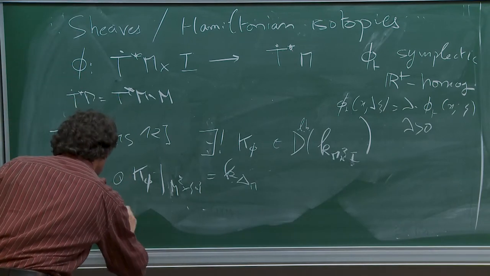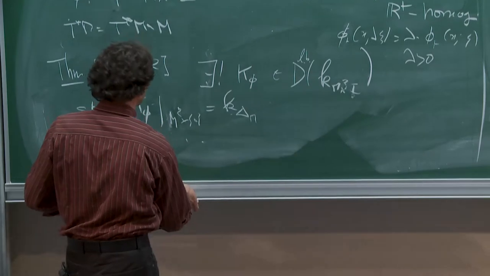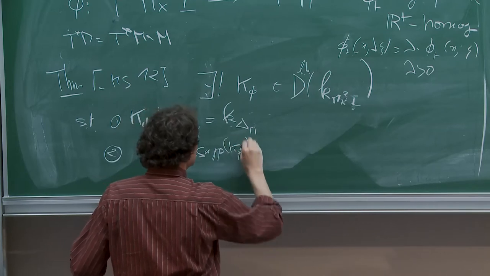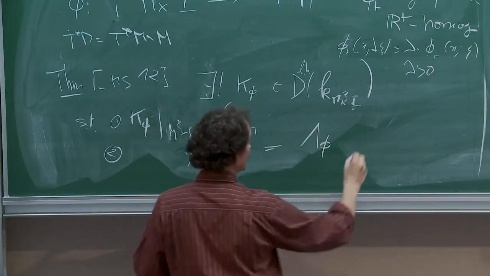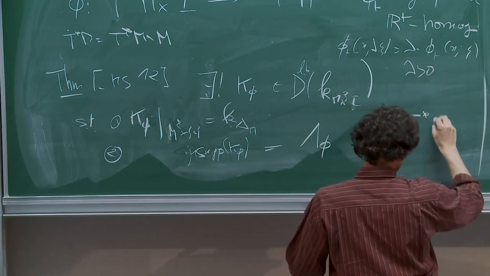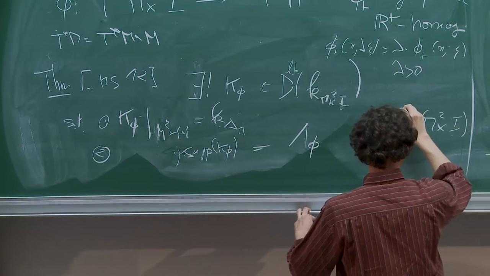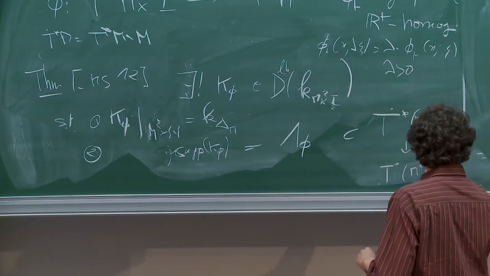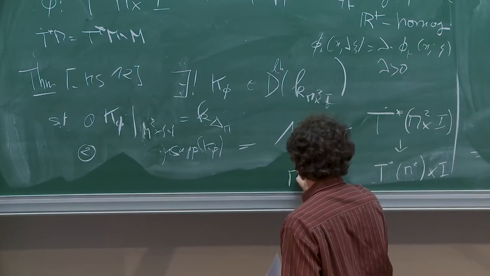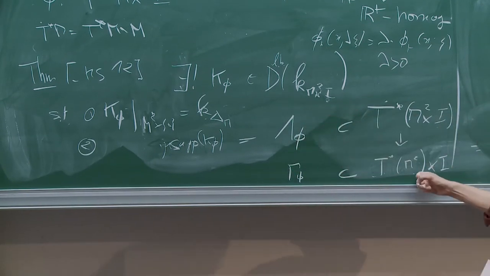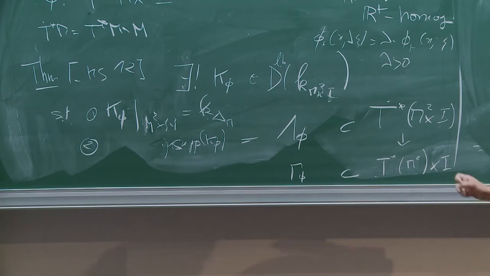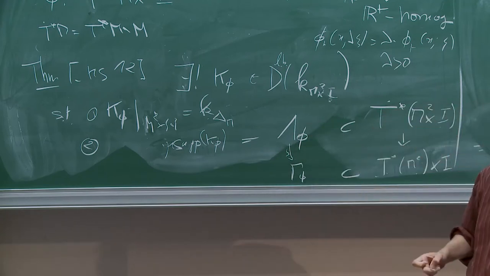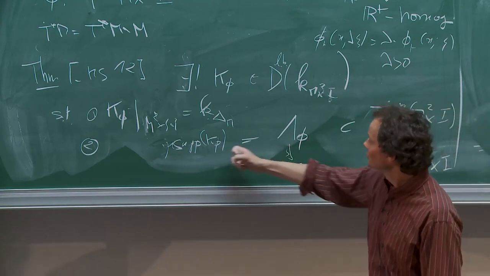And its microsupport is equal to the graph, so the microsupport of K_phi is equal to the graph of Λ_phi. So by this graph, I mean a conic Lagrangian subset of T*M^2 times T*I. For, of course, the natural, so the obvious graph Γ_phi is defined in T*M^2 times I, but with no fiber variable here. And there is a unique conic Lagrangian subset above this Γ_phi. And this is the microsupport of our sheaf.